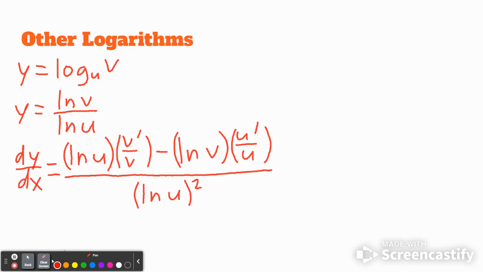Okay, now I will do an example with this. Other logs. So let's see if we have a function y equals log base x to the fourth of tangent of x. Now we want to find what is dy dx. What is the derivative of this function?